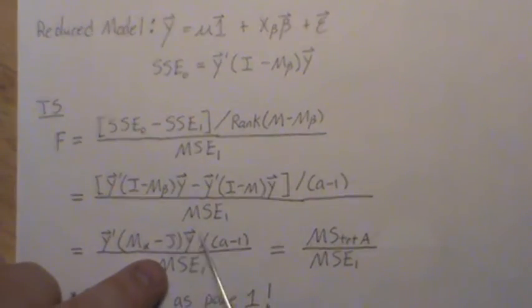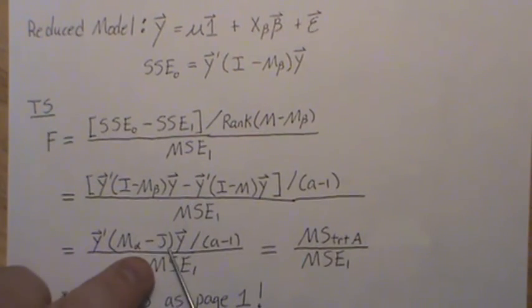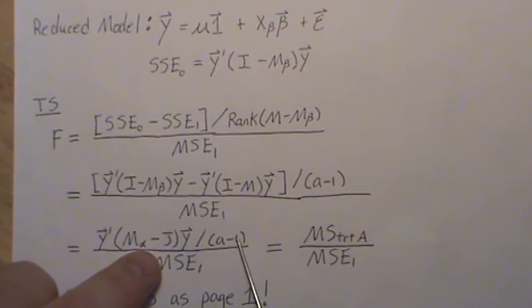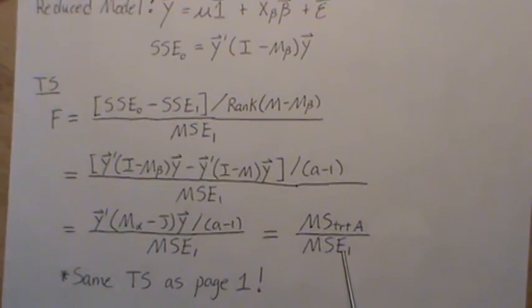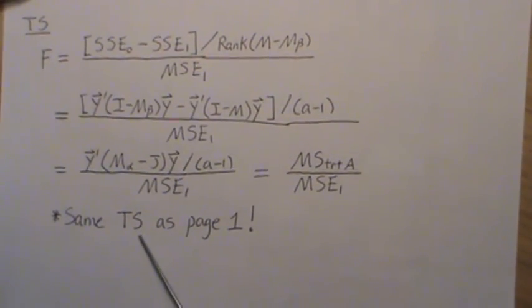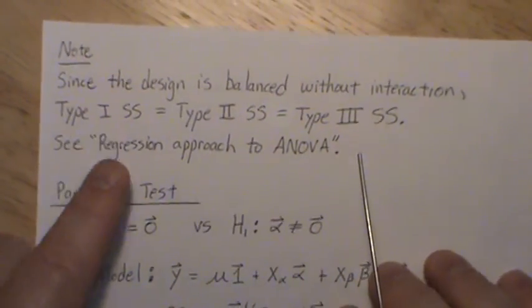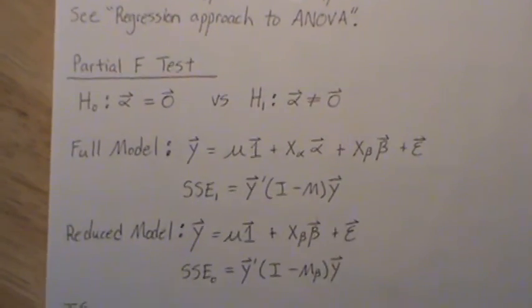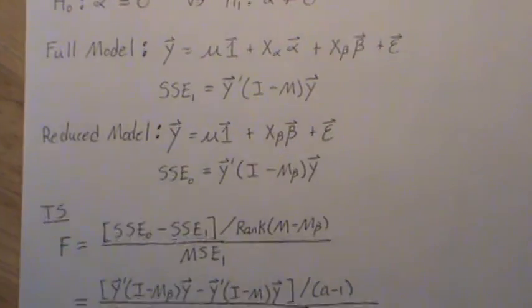And so this is the mean square for treatment A. So this is the sum of squares for factor A divided by its degrees of freedom, which is mean square A, for treatment A, divided by the mean squared error. And that's exactly the same test that we looked at for the test statistic on page 1. So they are equal, and that's why we don't really talk about the different types of sum of squares in balanced designs without interaction.